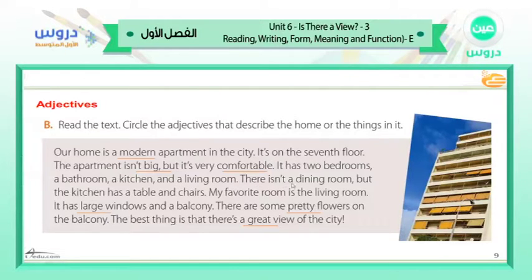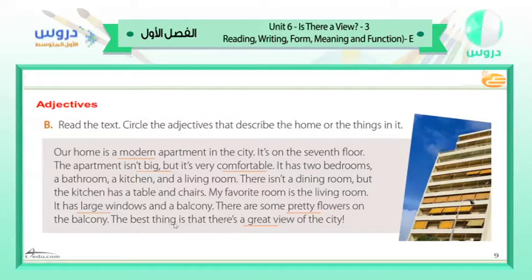There isn't a dining room, comma, but the kitchen has a table and chairs. You see here, table and chairs. Here we have a conjunction between these two nouns, okay? My favorite room is the living room. It has large, this is the second adjective also, windows and a balcony. There are some pretty flowers. This is also an adjective, flowers on the balcony.